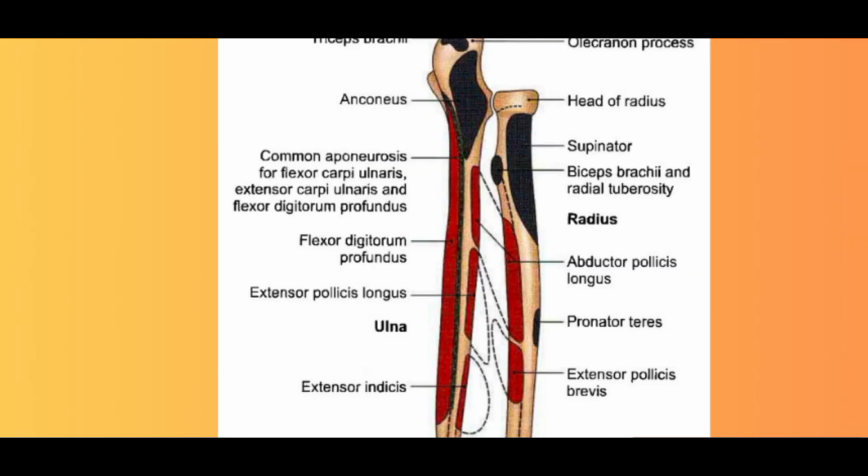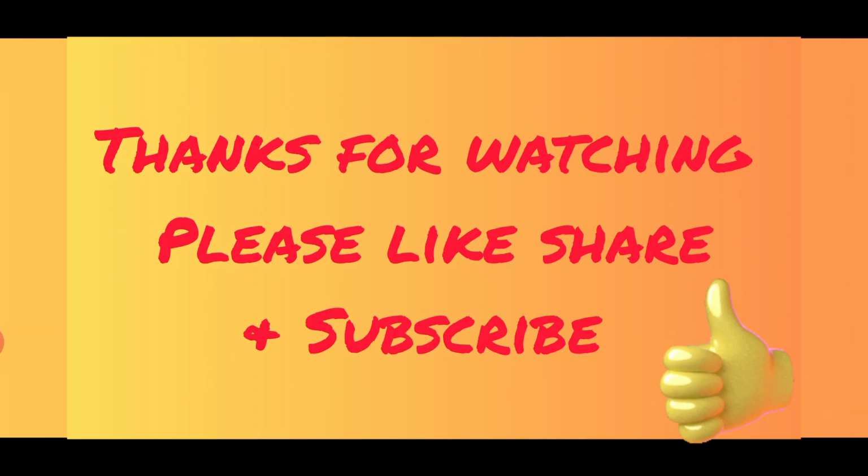So this is the posterior aspect of the radius bone. Here we can see the biceps brachii getting inserted, supinator, pronator teres. This is the abductor pollicis longus and this is the extensor pollicis brevis, which are arising from the posterior aspect of the radius bone. So this is all about the important muscles which are attached to the radius bone.